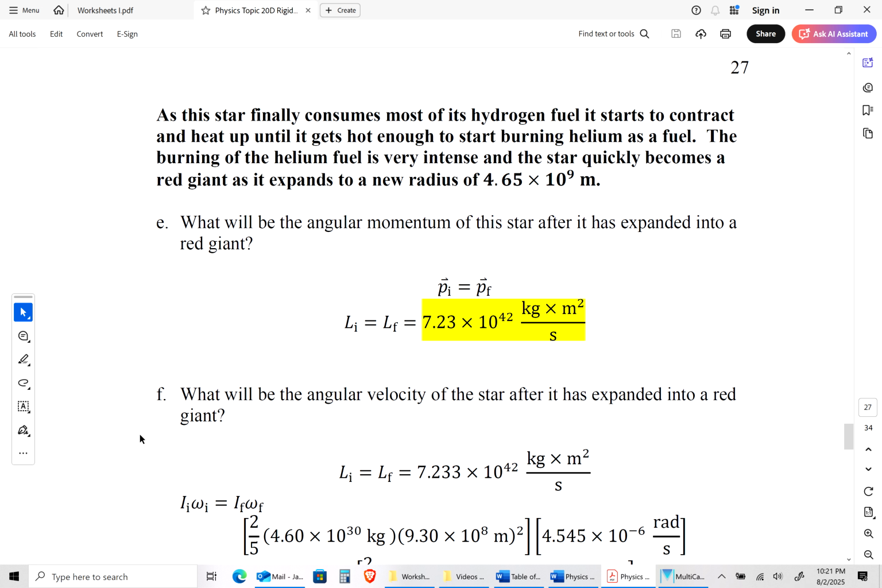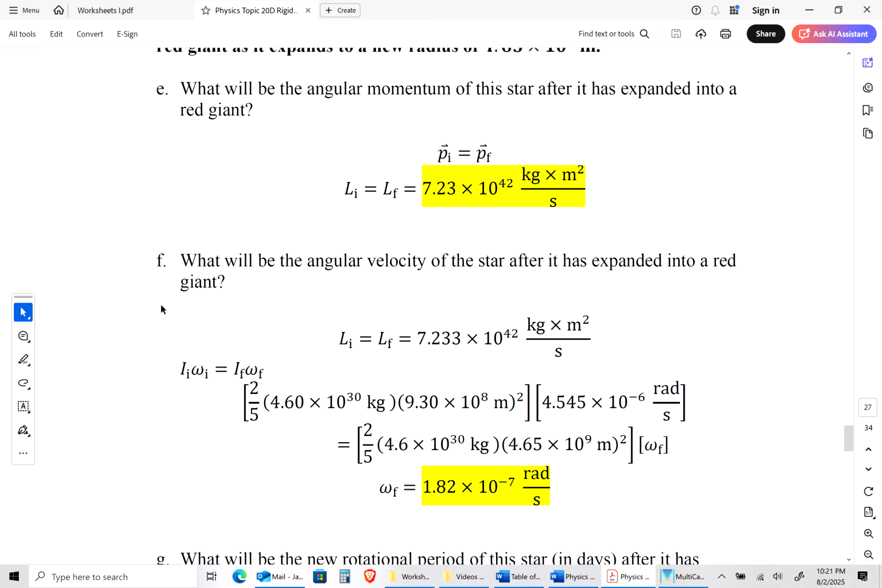As this star finally consumes most of its hydrogen fuel, it starts to contract and heat up until it gets hot enough to start burning helium as a fuel. The burning of the helium fuel is very intense, and the star quickly becomes a red giant as it expands to a new radius. So it gets bigger. What would be the angular momentum of this star after it has expanded to a red giant? Well, angular momentum is conserved, so angular momentum initial equals angular momentum final.